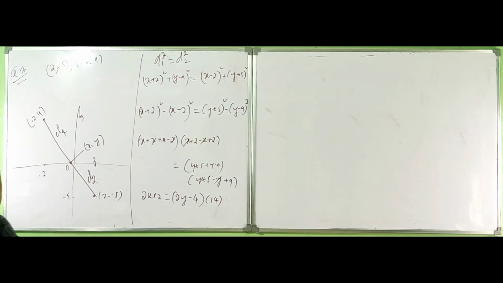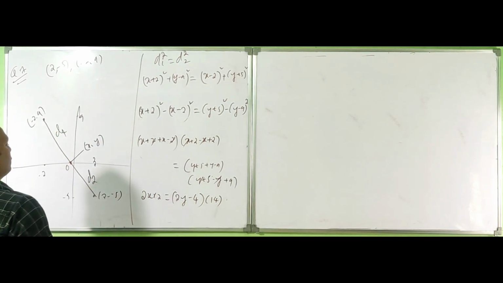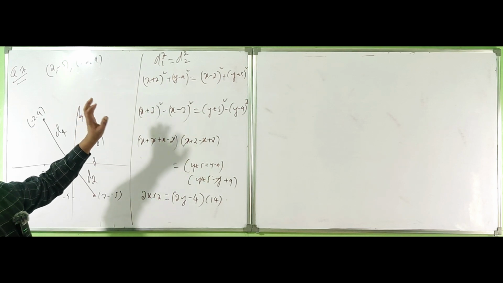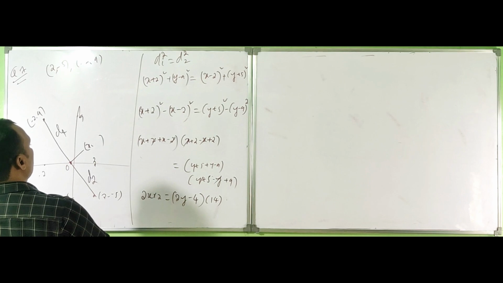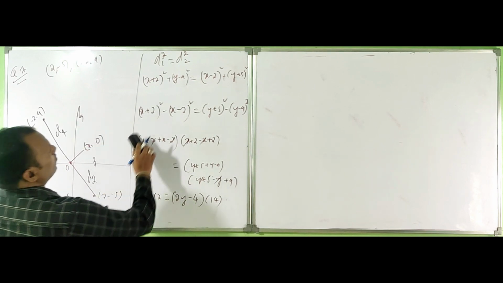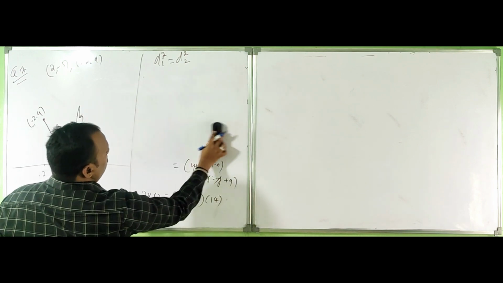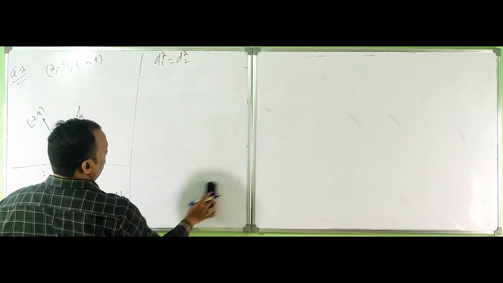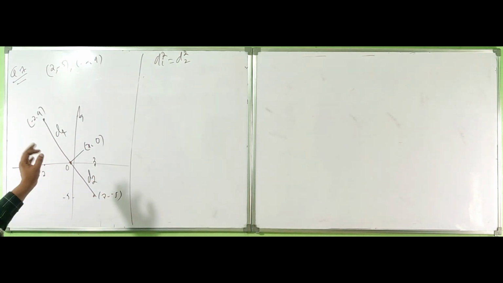Something is mistaken. Sorry students, I made a blunder, I gave it wrong. The point is on the x-axis, therefore y should be 0 here. This whole equation becomes wrong. This happens. At the x-axis y is 0, so right now the answer becomes okay.